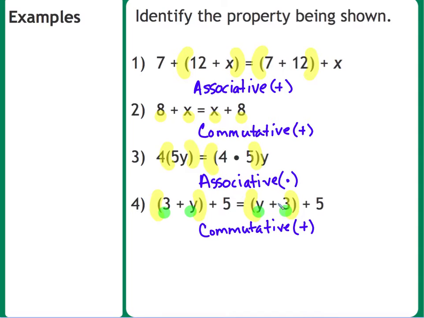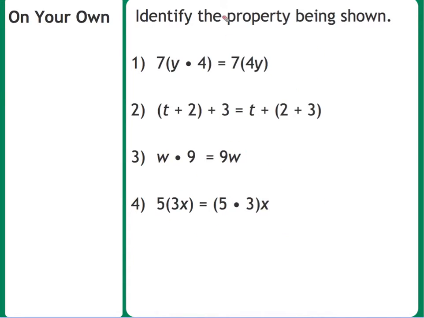Alright, so I know this is all new and might be a little intimidating, but really just look. Did I change what's in the parentheses, or did I change the order of things? If you change what's in the parentheses, that's the associative property. If you change the order of things, that's the commutative property. So go ahead and try them on your own real quick and see what you get.